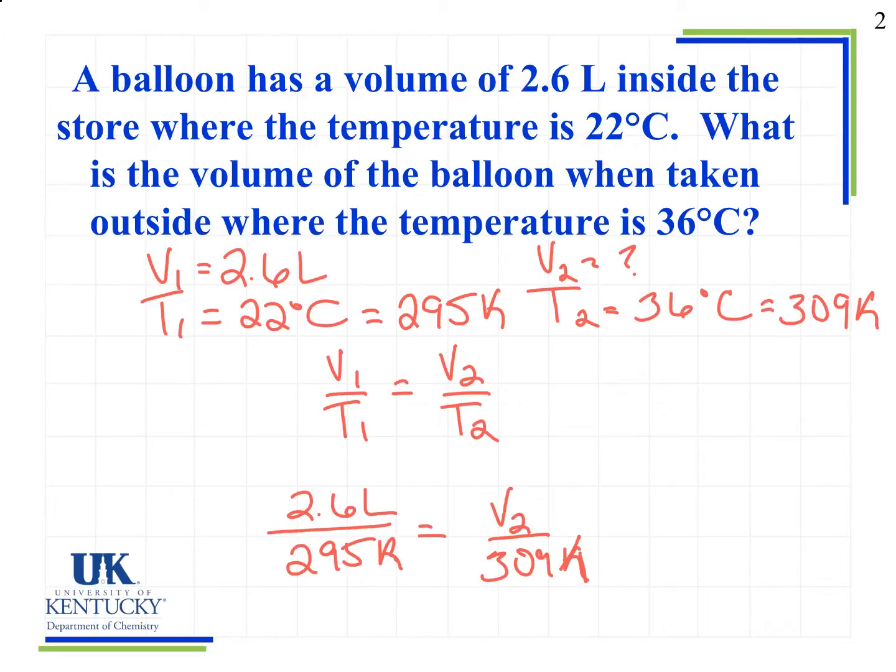So now it's a matter of using my algebra. I'm going to multiply both sides by 309, and so what I end up with is 309 times 2.6, divided by 295, and I get 2.7 liters equals V2. So I multiply both sides by 309, and then I combine those numbers mathematically and get my volume of 2.7 liters. And then I want to ask, is this reasonable?